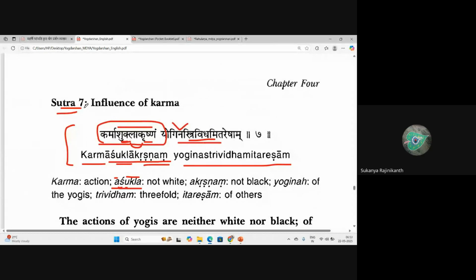Karma ashukla krishnam yoginaha trividham itaresham. Here, Maharshi Patanjali explains about karmas. A Shukla karma is a good karma, and Krishna karma is a bad karma. Shukla Krishna is mixed, that is, a few good and few bad. Here, the yogi has Ashukla Akrishna karma. It is like a balance sheet, it will be tallied. There will be no good and no bad. But others have threefold karmas: Shukla, Krishna and Shukla Krishna.